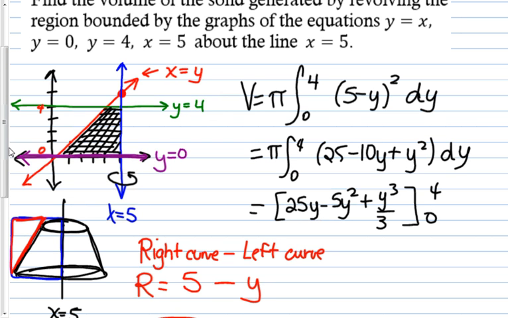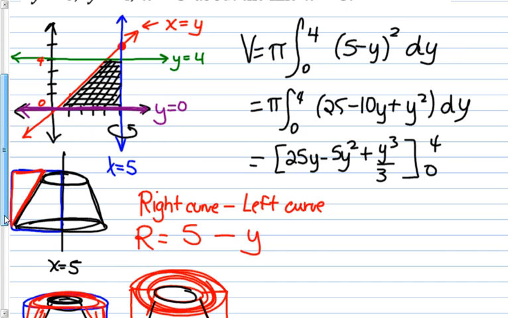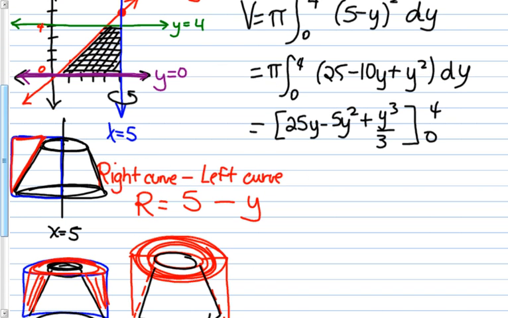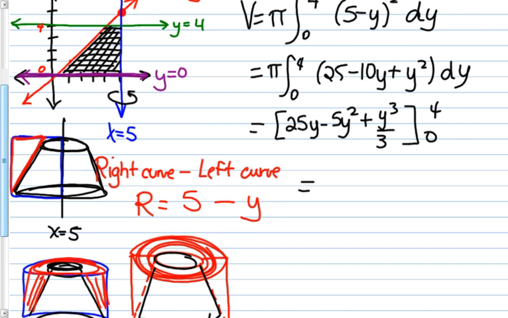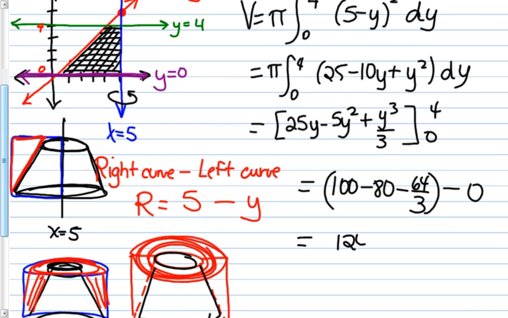And I'm going to cheat a little. So I'm just going to go ahead and simplify it. When we plug in 0, we get 0. When we plug in 4, we get 100 minus 80 minus 64 over 3. And then when we plug in 0, we get 0. So you simplify that, your answer is 124 pi divided by 3. Okay.